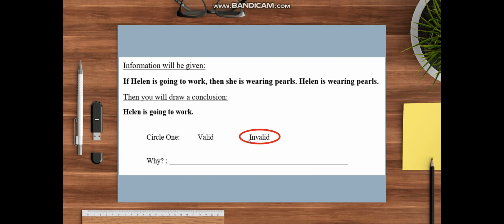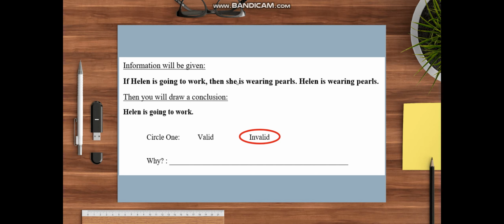In this case, it would be invalid because we know that Helen wears pearls if she's going to work, but we don't know that she doesn't wear pearls anywhere else. Okay? Think about that for a second. We know that if she's going to work, then she's going to wear pearls, but we don't know that the opposite is true. We're going to talk more about statements like this on Friday, conditional statements.